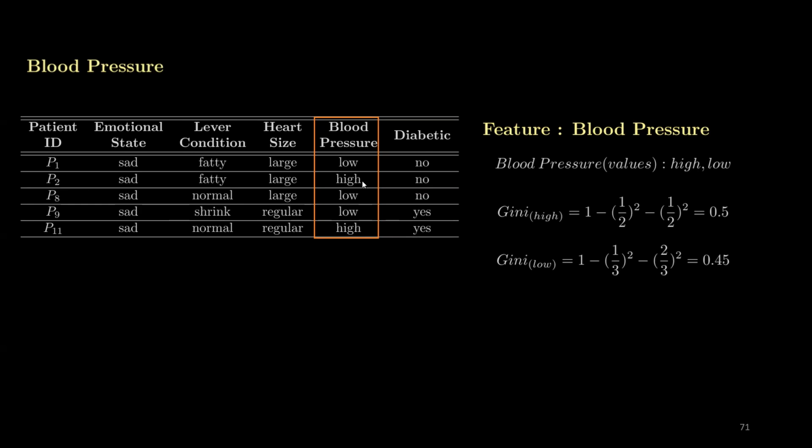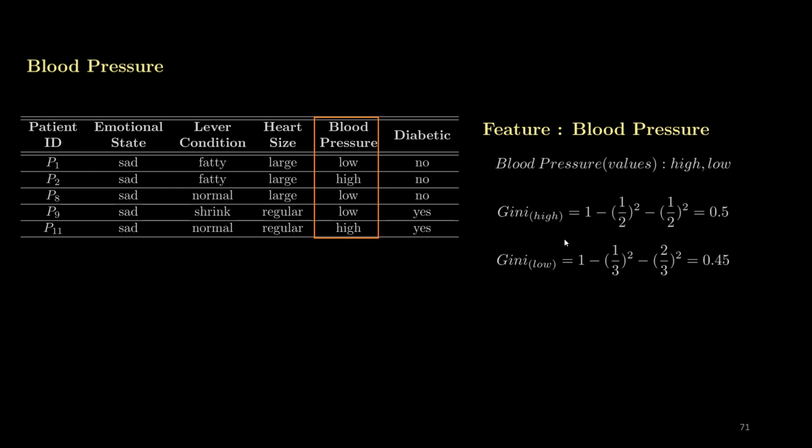On the other hand, low has 3 entries, 1 with yes and 2 with no. So these are their respective Gini values. This is the Gini value of high. It appears 1 time with yes and 1 time with no. This is the Gini value of low. It appears 1 time with the label yes and 2 times with the label no.